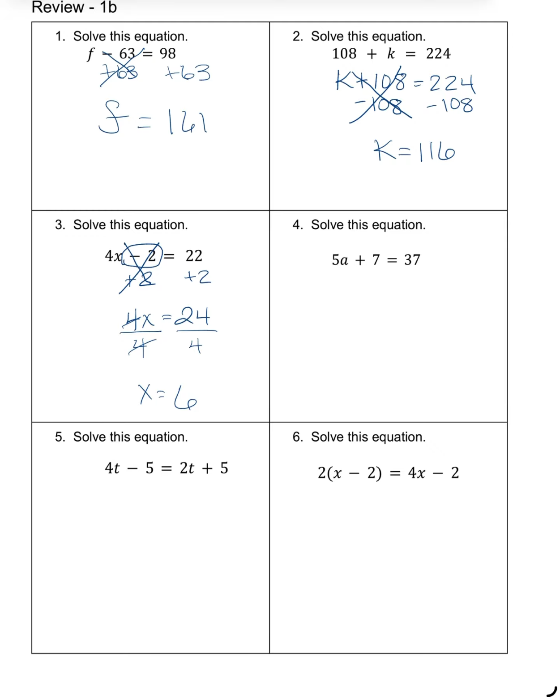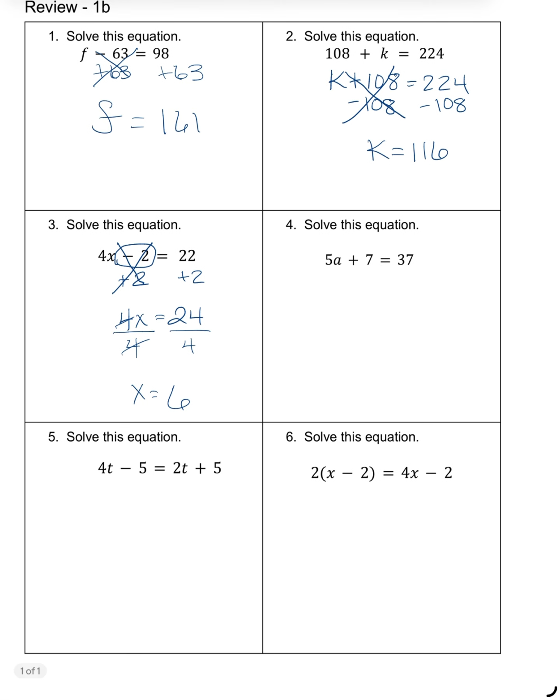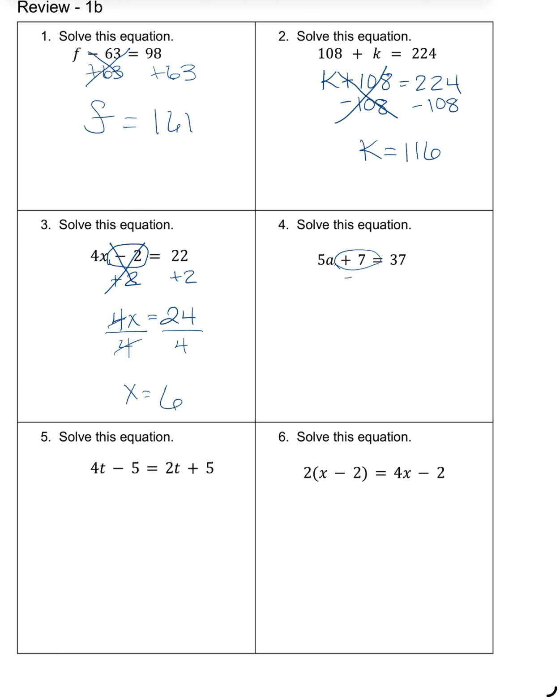Okay, number 4. It's another two-step equation because we find our letter, and in this case it's A, and there's two things that are happening. A is getting multiplied by 5, and we're adding 7. So we're looking for that constant to be the first thing we get rid of. We find the A, then we find the number that's on the same side of the equal sign as the A, but is not directly attached to the A, and that would be our 7. So to get rid of a +7, we need to subtract 7.